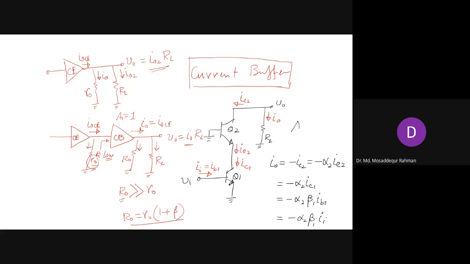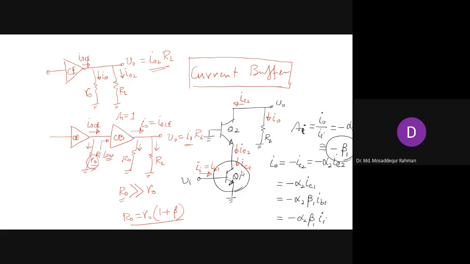So the current gain will be I naught by Ii, that is minus alpha 2 beta 1. If you approximate alpha 2 to 1, that reduces to minus beta 1. Right? So that is the same as what we have for the common emitter. The common emitter current gain is minus beta. So beta 1 in this case is the first transistor. So the current gain is also the same as the current gain of the common emitter.